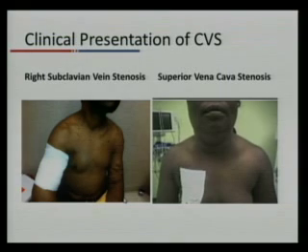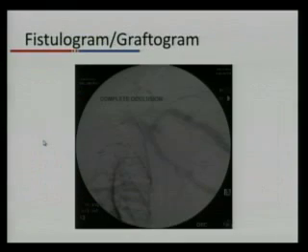So here is an example of a patient. You can see the dilated veins on the chest, and here too on the left this patient has dilated veins, and only the arm is swollen. This lady's face is swollen, and then both arms are swollen. So here you can say the problem is in the superior vena cava. Here it's probably in the subclavian.